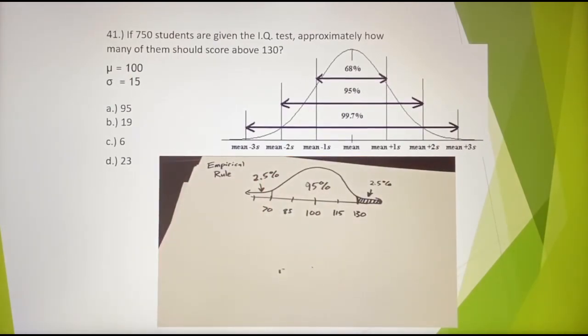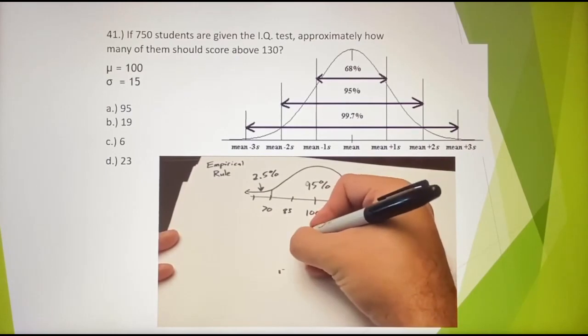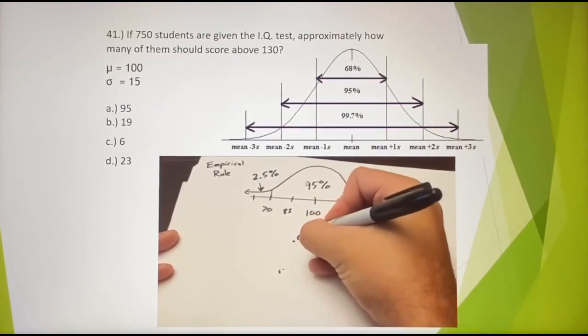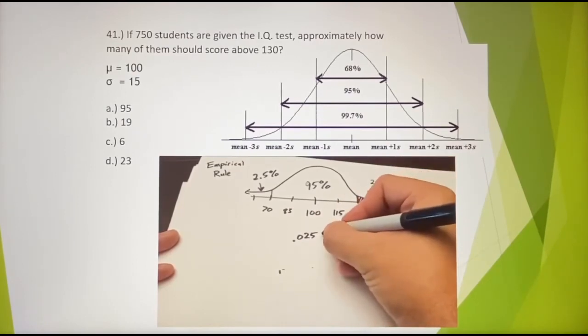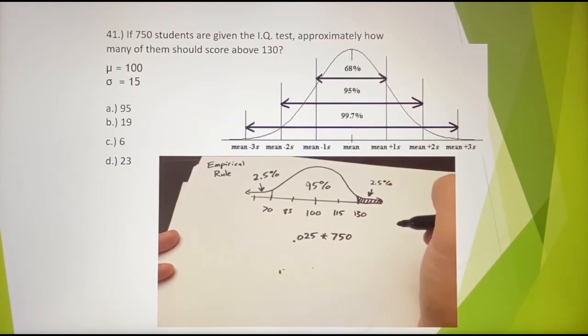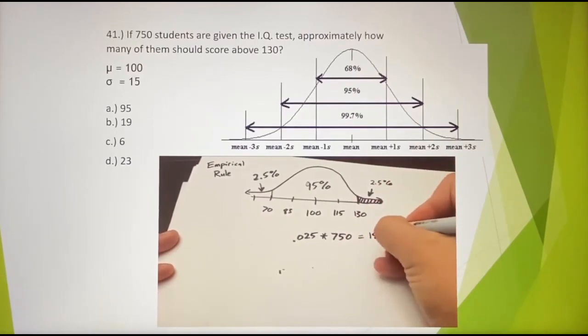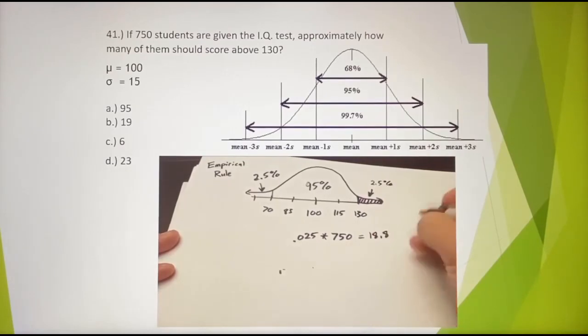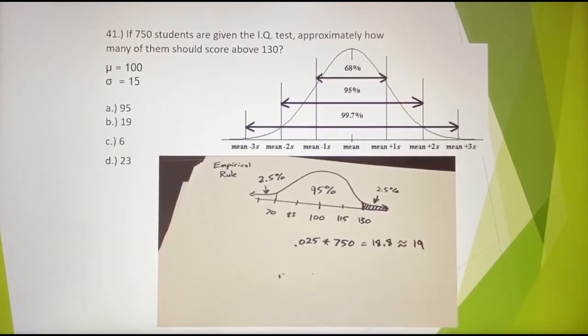So what we need to do now is just find out what is 2.5% of our population. So I have 0.025, that's my 2.5% as a decimal, and I just need to multiply that by 750 students. And so this gives us 18.8, and so that's going to be approximately 19 people.